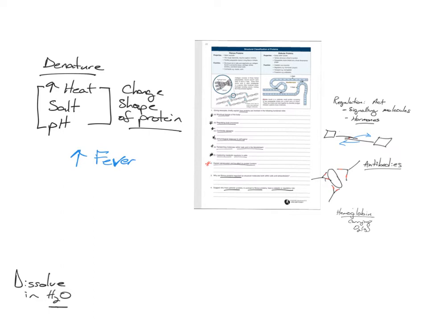If the protein shape changed, will it be able to be fixed? Yeah. As soon as you reduce the temperature, assuming you didn't break the covalent bonds, right? Here's the word. You ready? It'll renature. So denature unravels, changes the shape of the protein. Renature goes back to normal. Is that understood?